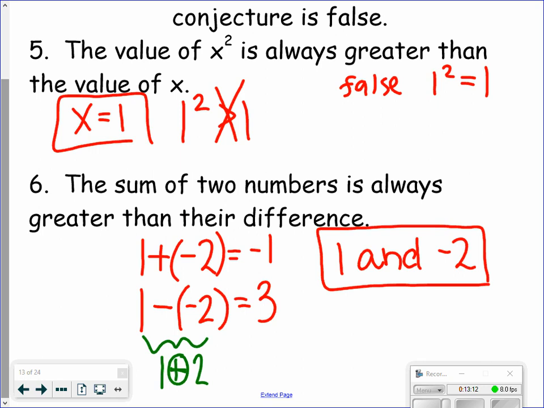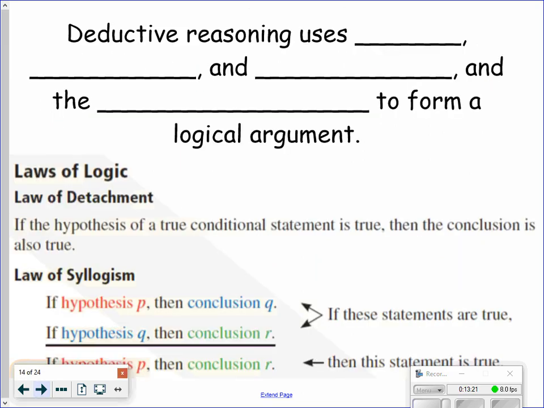And down here it says the sum of two numbers is always greater than their difference. Difference means to subtract them, okay? So the sum of two numbers, well, they don't specify if they should be positive or negative. So as long as one of them is negative, it proves that statement wrong.